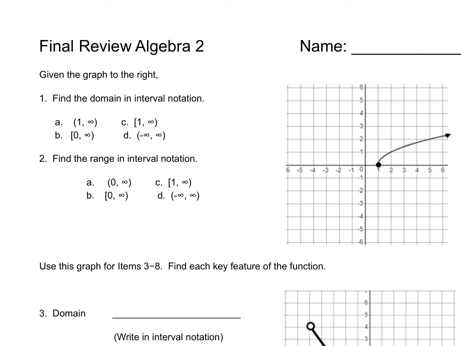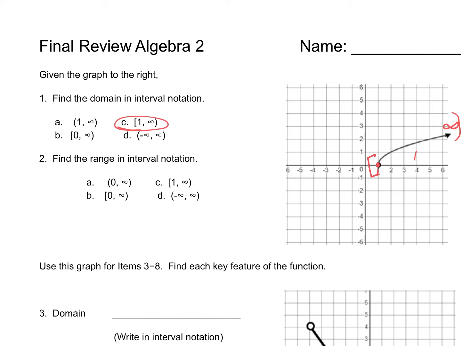Okay, so on question number 1, we're looking for the domain in interval notation. So remember, when we are including a number, like on this particular problem, we are including the 1 because the dot is filled in. We're going to use a bracket. And then it is going to infinity because this way is infinity. So that's going to be a parenthesis. Infinity is always parentheses. So it starts at the number 1 and it goes to infinity. So we're looking for letter choice C.